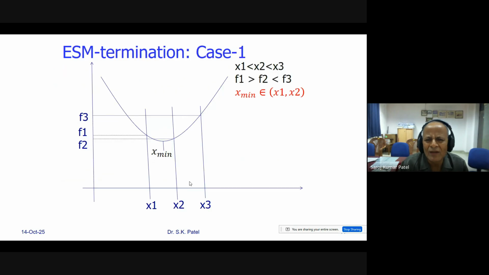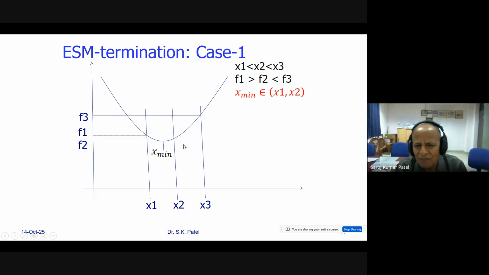Why? Let us see this case. These are three consecutive points, x1, x2, and x3. Here, x increases from x1 to x2, f of x is decreasing, meaning f2 is less than f1. But comparing x2 to x3, the f value is more, meaning f has started increasing. f3 is not less than f2, although x3 is greater than x2. So here the f value started increasing, and the bottommost point is here, x minimum.